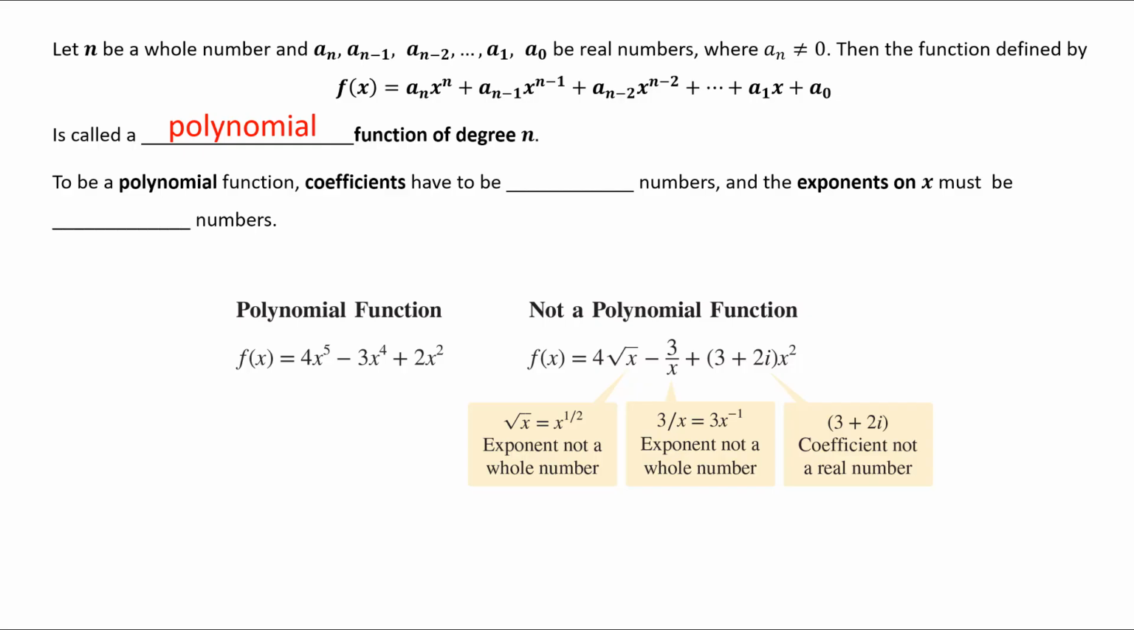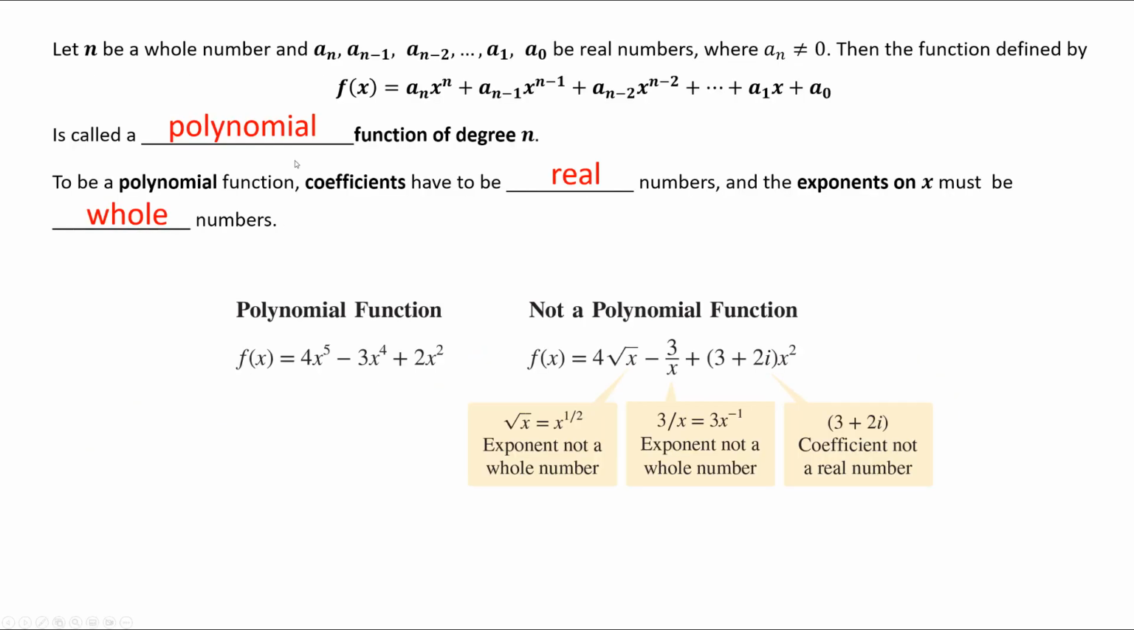And to be a polynomial function, the coefficients have to be real numbers. So all those a's with the subscripts have to be real numbers. The coefficients have to be real numbers, and the exponents on x must be whole numbers. So coefficients have to be real. The exponents have to be whole numbers.